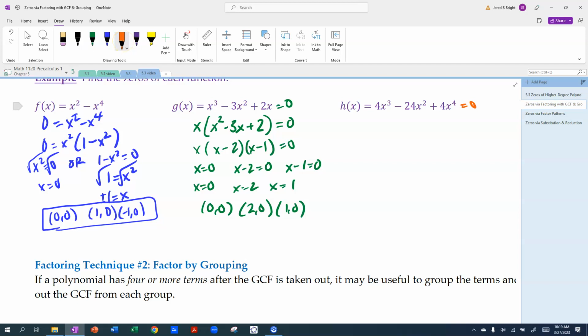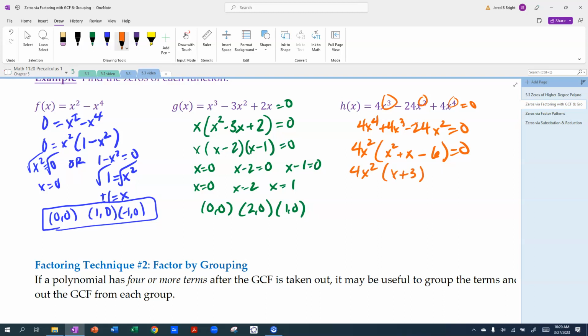Okay, and then I'm going to actually rearrange, because look at the degrees, they're out of order. So I'm going to say this is 4x to the fourth plus 4x cubed minus 24x squared is equal to 0. Factor out a 4x squared, okay? There's a 4 in every term, and at least an x squared in every term. And if I do that, I'm left with x squared plus x minus 6 is equal to 0. Okay, and that actually factors further as (x plus 3)(x minus 2).